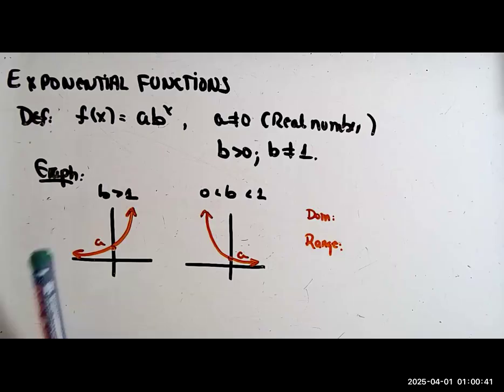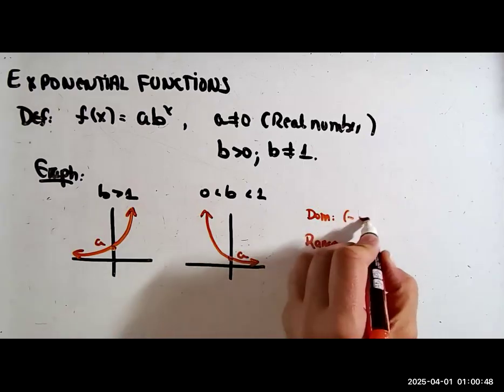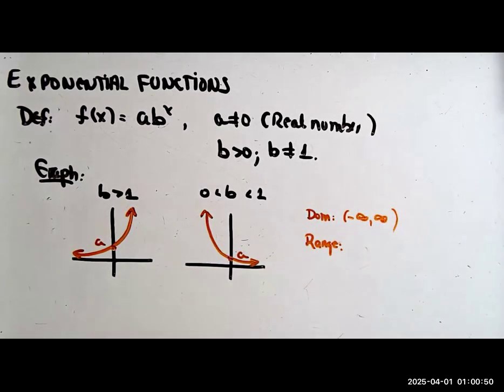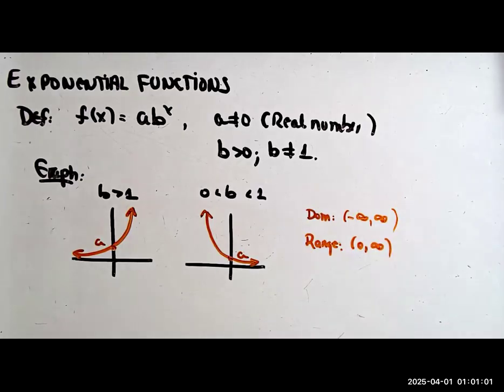The domain, obviously, is defined for every real number. So the domain is all real numbers, from negative infinity to infinity. The range: it never touches zero. It will be from 0 to infinity, or all positive numbers. Okay? So that's the domain and range.